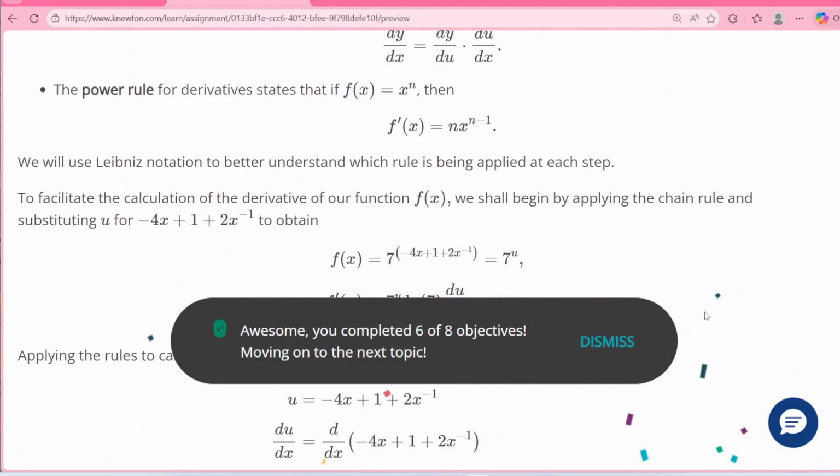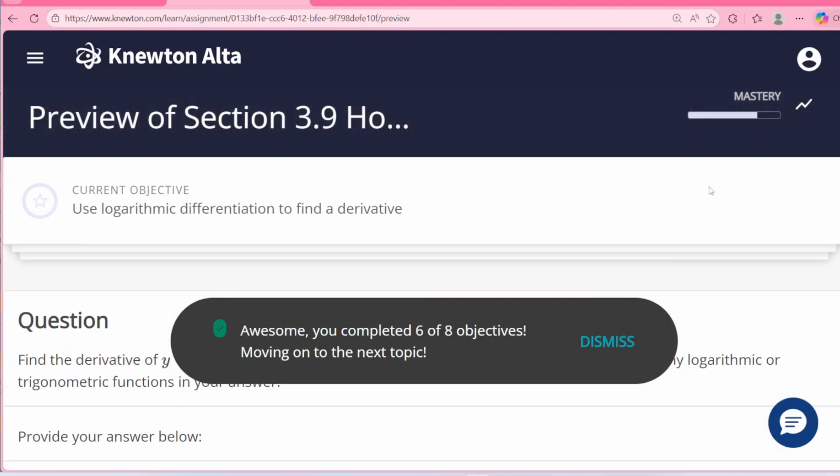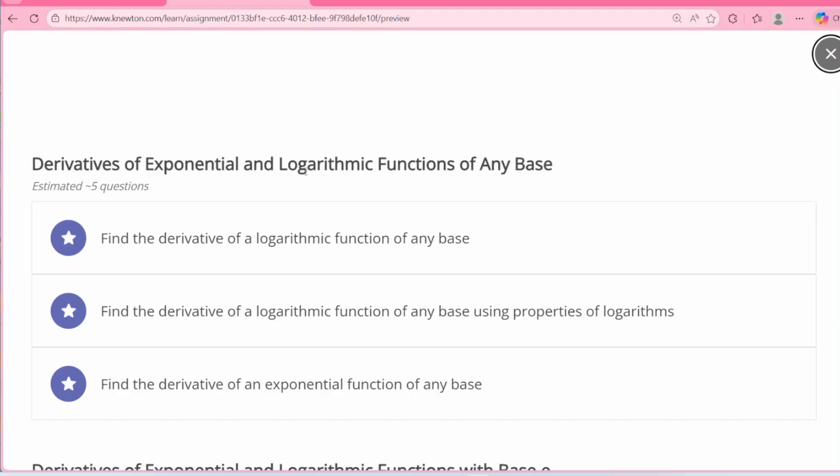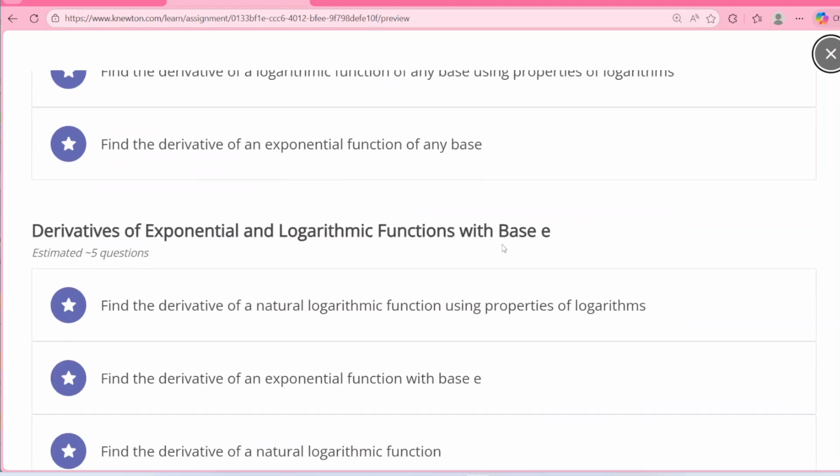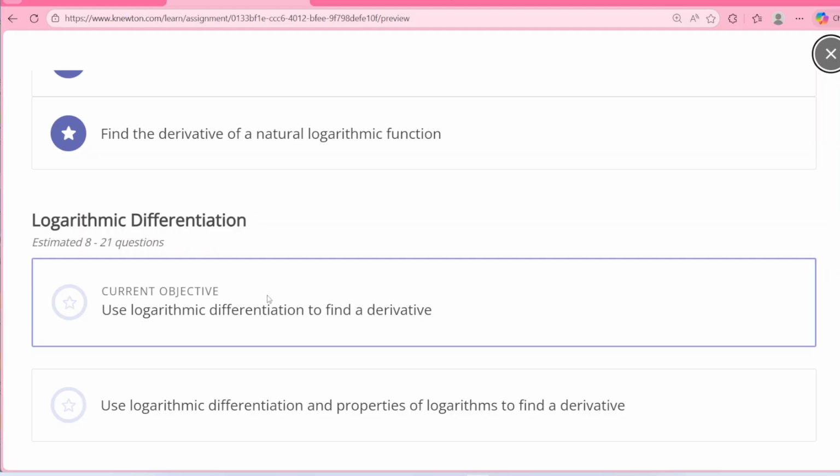Okay, great. That takes care of all of the derivatives of exponentials and logs with any base and with base e objectives. The last two objectives are on a particular procedure called logarithmic differentiation. This is a procedure for finding derivatives, and you can use it to find the derivative of any function. But more specifically, it'll be useful when you have a variable base with a variable exponent.